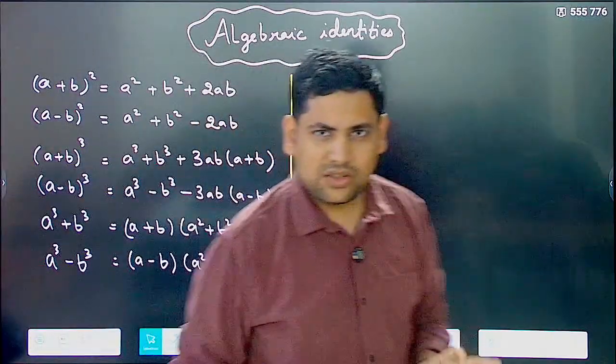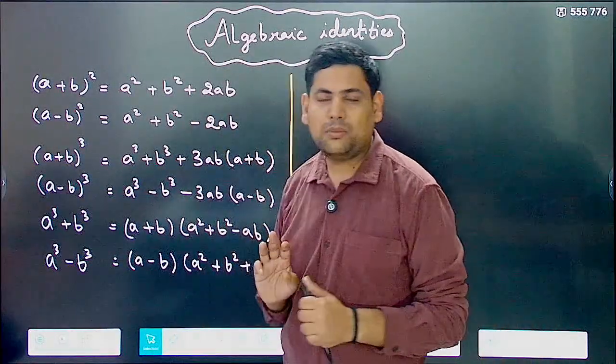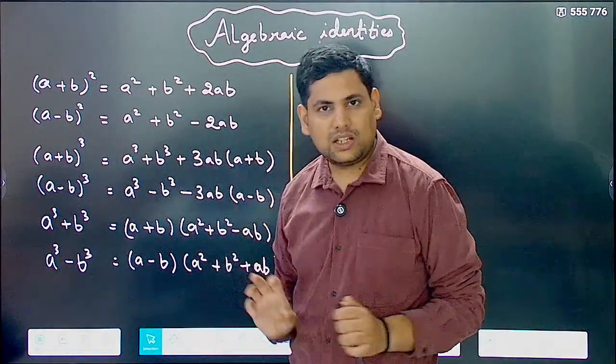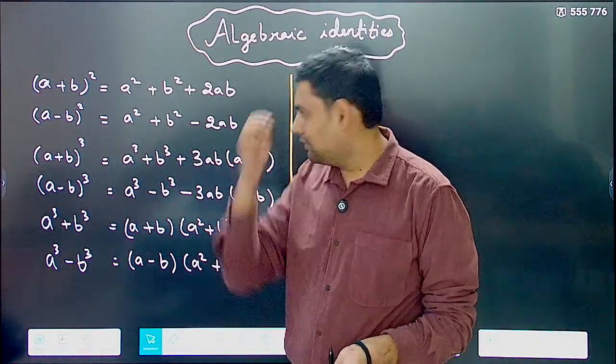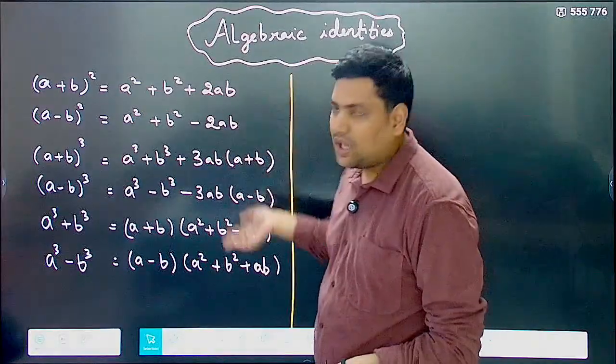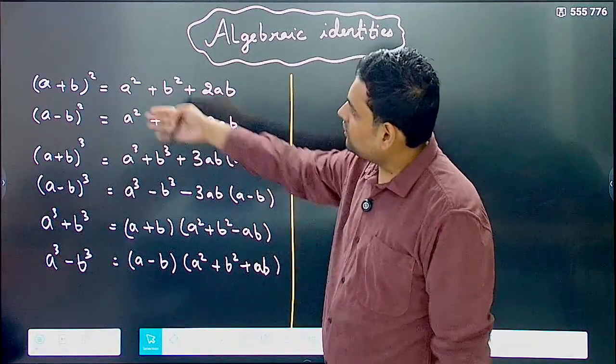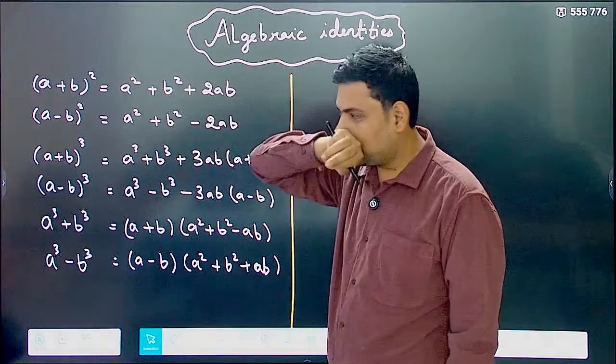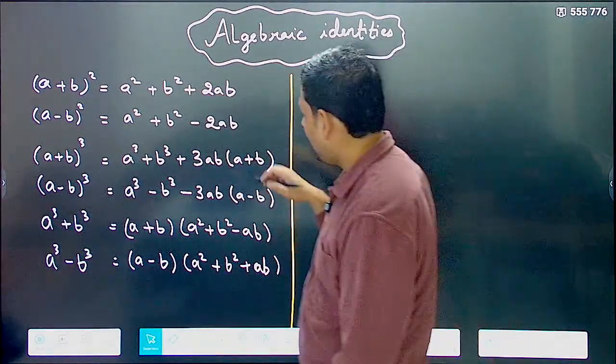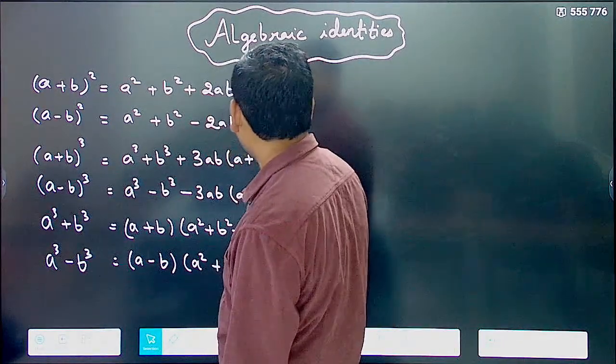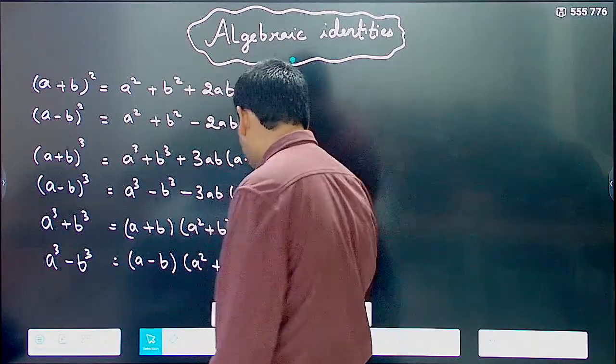Okay, not many questions UPSC has asked from algebraic identities. In other exams it is asked a lot. Now, but knowing them becomes important. Now, first thing, you see a plus b whole square is equals to this. Now, and a minus b whole square is equals to this.